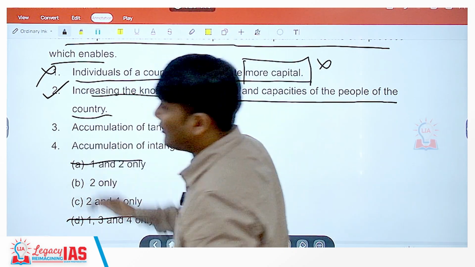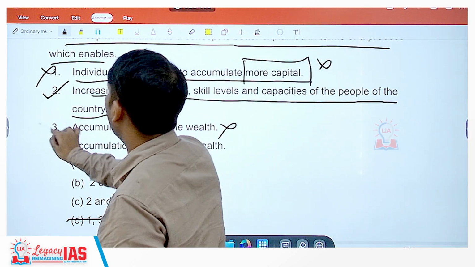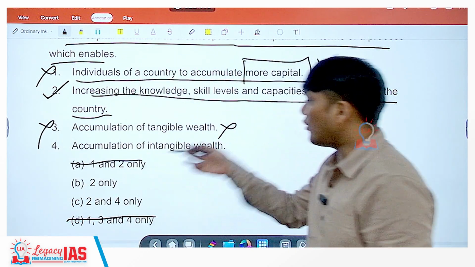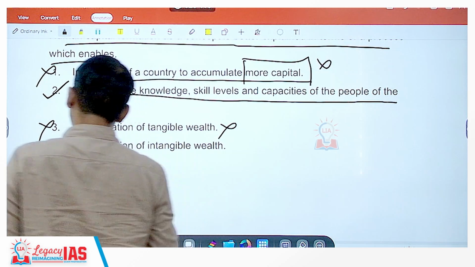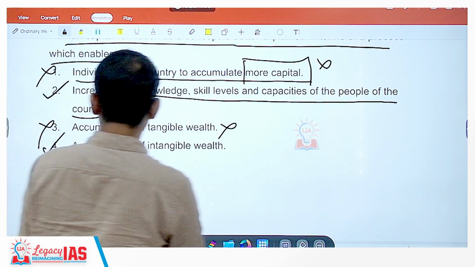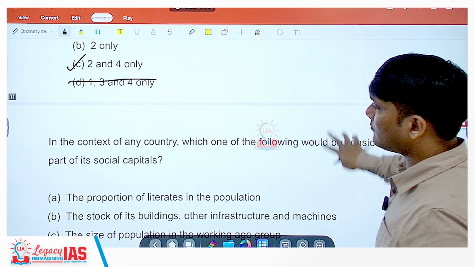Accumulation of tangible wealth, no. As I said, these are intangible concepts. So this is also wrong. Now, accumulation of intangible wealth, yes. Knowledge is an intangible wealth. Accumulation of intangible wealth, yes, absolutely right. So 2 and 4 are correct. That means option C is the correct option.